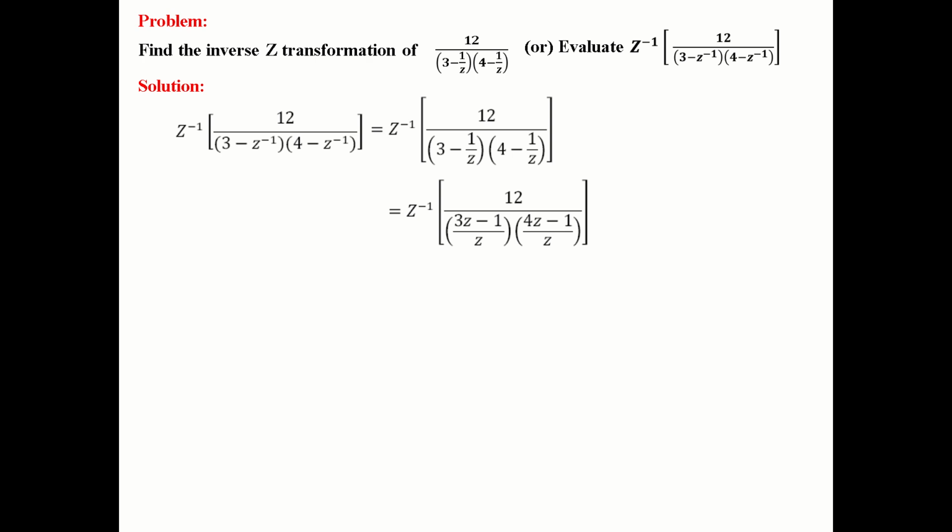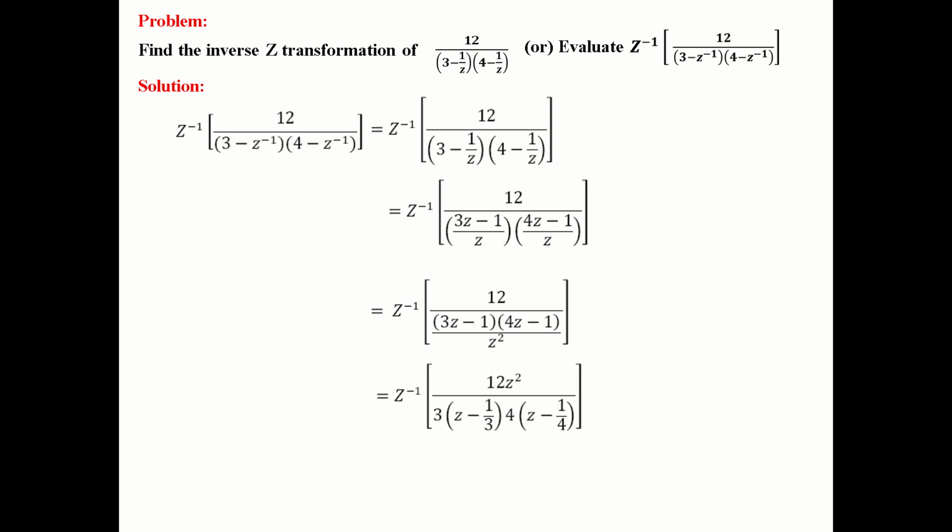So taking LCM in the denominator, z inverse of 12 by (3z minus 1 by z)(4z minus 1 by z). Taking that z in the denominator's denominator to the numerator, you will get z inverse of 12 into z square by (3z minus 1)(4z minus 1), right? So taking 3 outside from the first bracket and 4 outside from the second bracket, you will get z inverse of 12 z square by 3 into (z minus 1 by 3), 4 into (z minus 1 by 4).